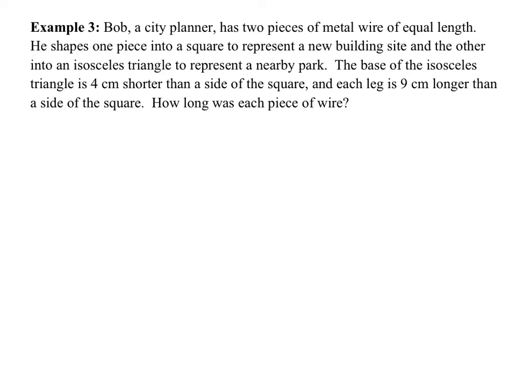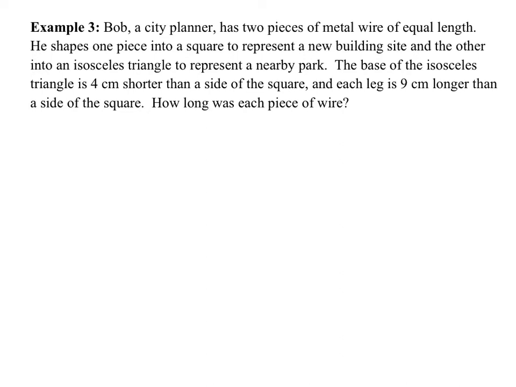Can I get someone to read for us? Nice and loud. Log of city planner has 2 pieces of metal wire of equal length. He shapes one piece into a square to represent a new building site and the other into an isosceles triangle to represent the nearby park. The base of the isosceles triangle is 4 centimeters shorter than the side of the square, and each leg is 9 centimeters longer than the side of the square. How long is each piece of wire?